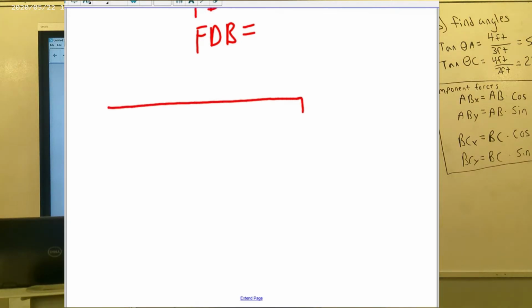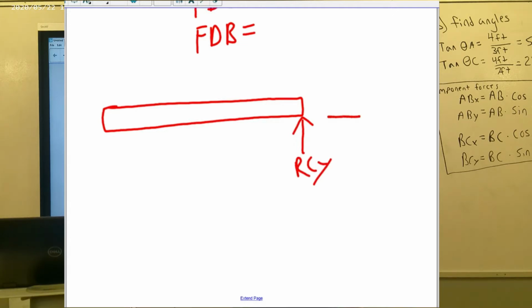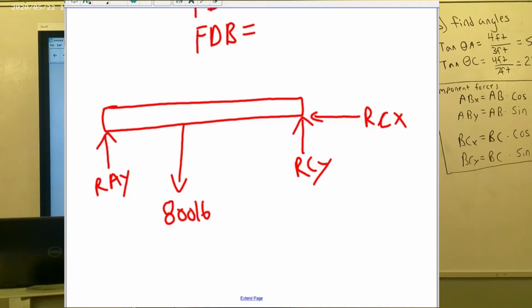So I'm going to draw this, as I said, like a solid beam. And remember that we have a Y reaction force at one end, which we're calling reaction force Cy. We have an X reaction force, which we're calling reaction force Cx. And then we also have a reaction force over here that we're calling reaction force Ay. And 6 feet away, we have an 800-pound downward force. So we have a dimension of 6 feet and a dimension of 10 feet.